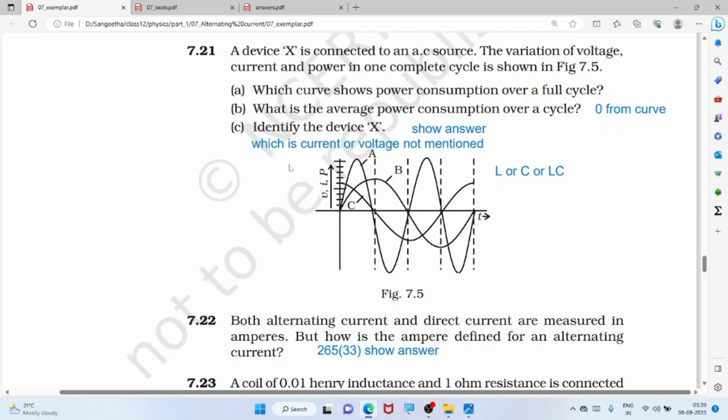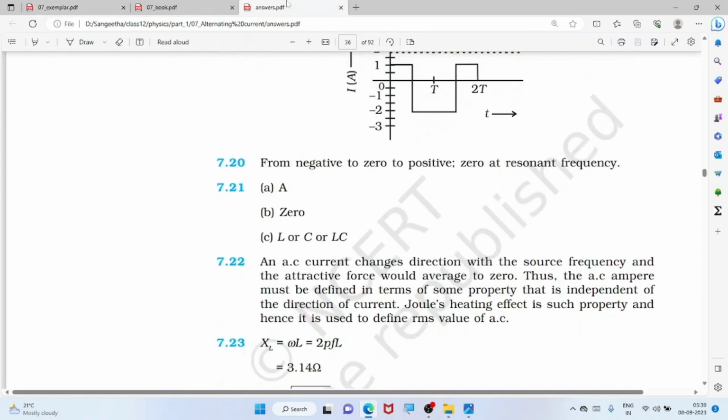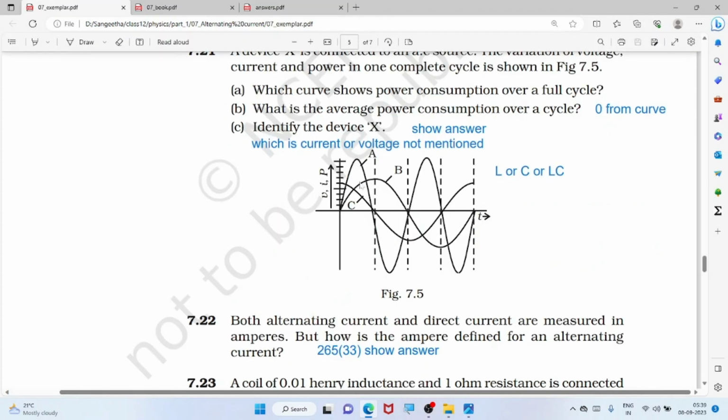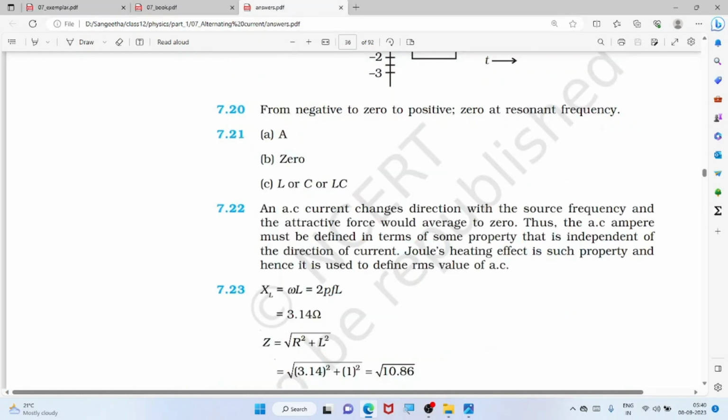Here the important thing is that which is current and which is voltage is not given. Suppose if they had given this is the voltage and this is the current, that means current leads the voltage, so it may be a capacitor circuit. If this is current and this is voltage, voltage leads the current, so maybe an inductor circuit. But they are not given here, so it can be either L or C or LC. Okay, that is important. So it can be an inductor or capacitor or both combination. This is the power curve, the top curve. Average is 0. The circuit can be LCR or LC.